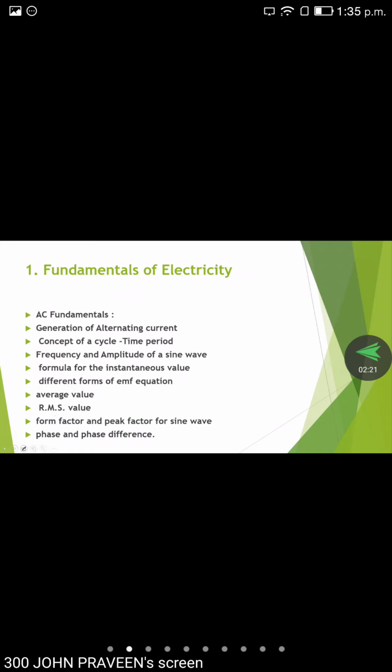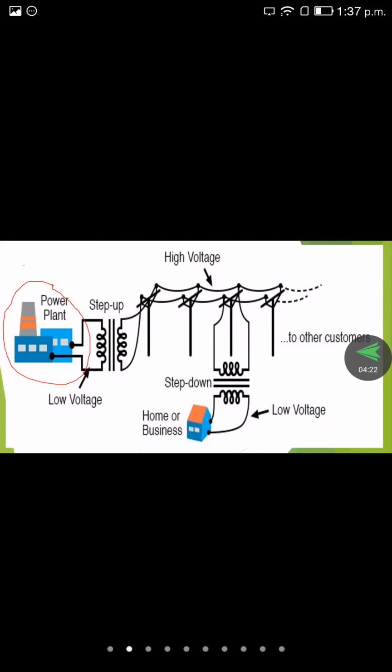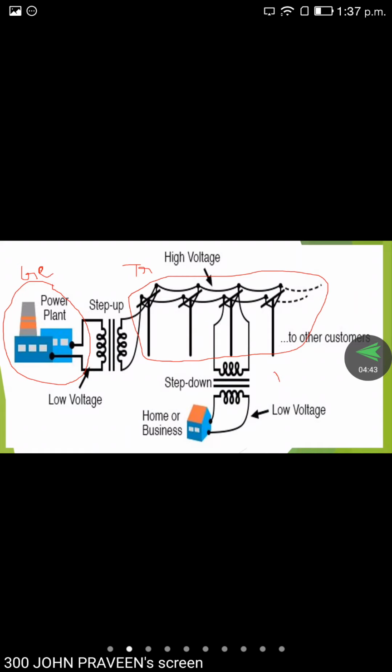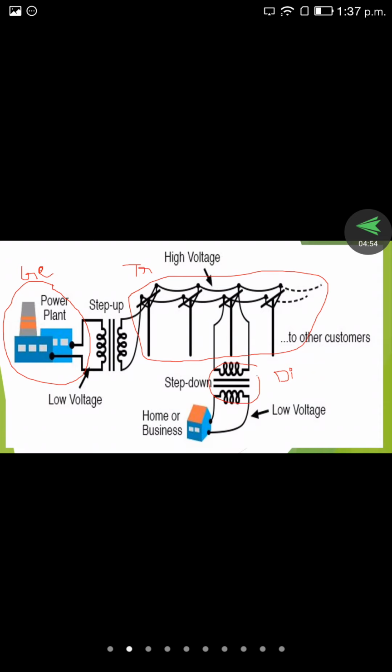So first, generation. The generation part we call the power plant. Next, the second one is transmission. This part is called transmission. By means of transmission lines, the power is transmitted from one place to another place. That is called transmission. Next, distribution. Distribution is nothing but whatever is received is distributed to several people. This part is called distribution.